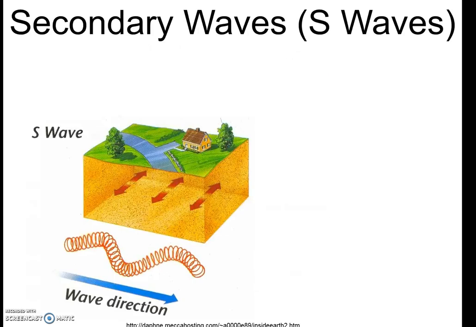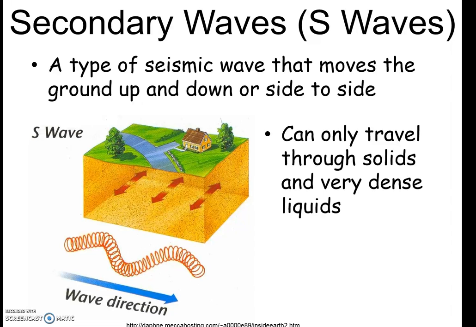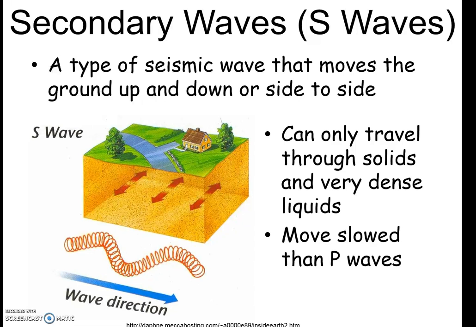These are followed by secondary waves, and this is what actually shakes the ground. It moves as if you wiggle the slinky back and forth, it moves in that direction. So it moves the ground up and down or side to side instead of compressing it. It can only travel through solids and very dense liquids, which is an important fact for scientists as we're going to talk about in a minute. They move slower than P waves and therefore will arrive at the site second or secondary, hence their name, secondary waves or S waves.